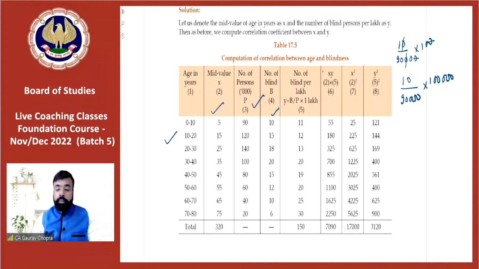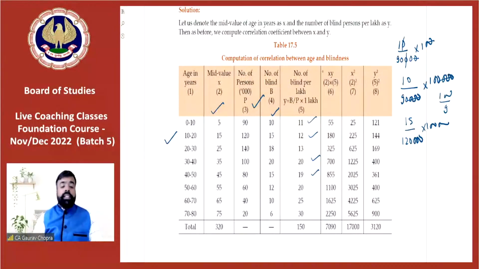So how much is it coming? We can cancel the zeros, and then the ratio is coming 11. Similarly, 100 upon 9 was 11.11, so we have taken 11. Then for the next one also, 15 blind persons upon 120,000 into 1 lakh. So again the same thing, we have taken the figures 12, 13, 20, 19 and so on.